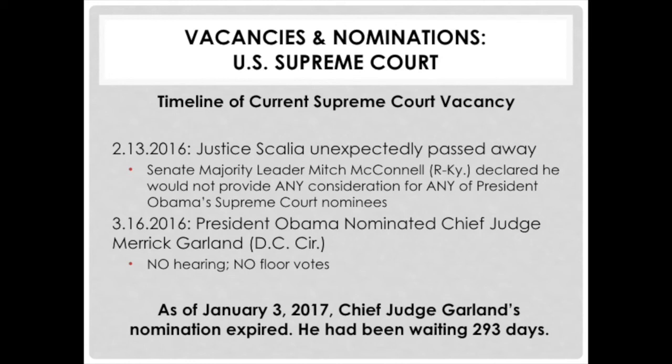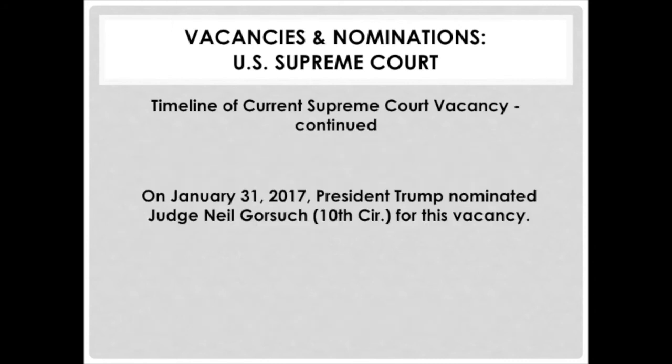Yet, about a month later, on March 16, 2016, President Obama nominated Merrick Garland, who is the Chief Judge of the D.C. Circuit Court of Appeals. Until his nomination expired on January 3, 2017, Merrick Garland never received a hearing or a floor vote. In fact, he had been waiting 293 days for any consideration on his nomination. On January 31, 2017, President Trump nominated Judge Neil Gorsuch of the 10th Circuit for this same vacancy.